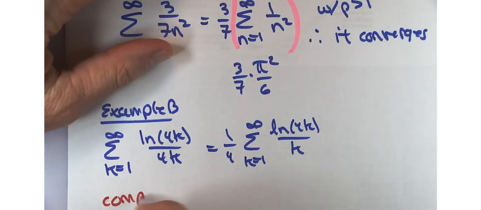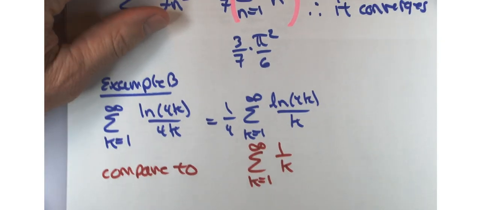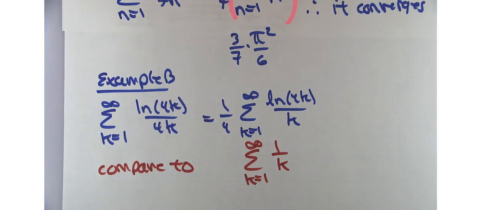Compare to the sum from k equals 1 to infinity of 1 over k. What's the name of that series, by the way? Harmonic series. Somebody tell me why this diverges. How can you tell it diverges? What's one way to prove it?